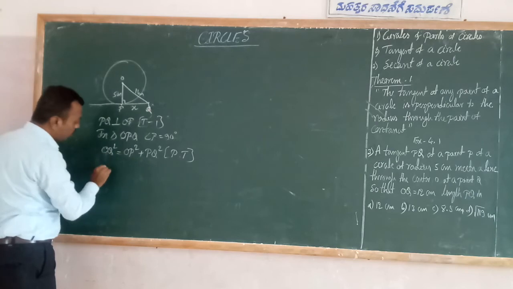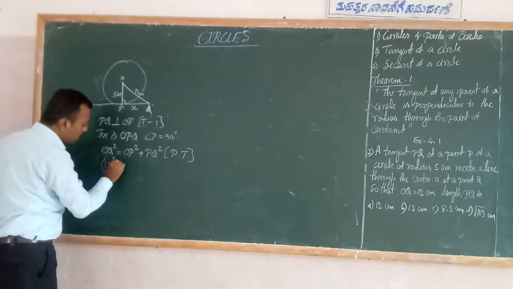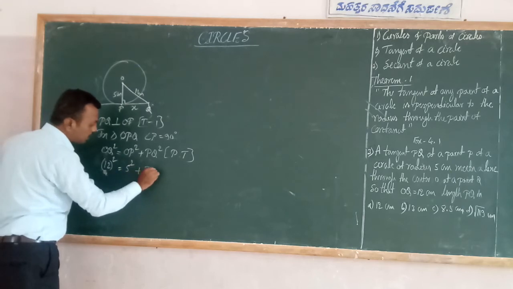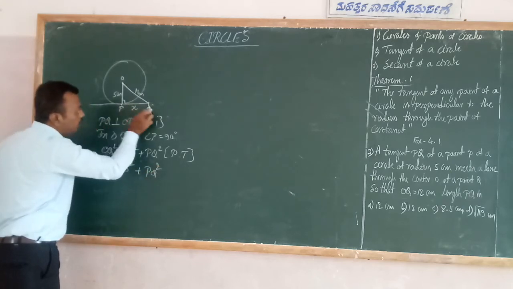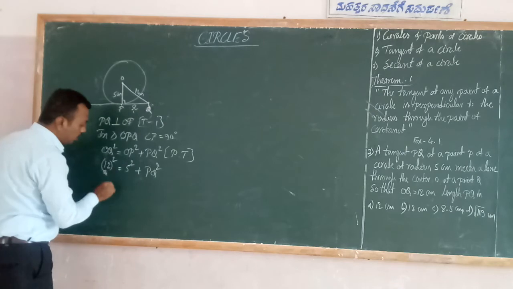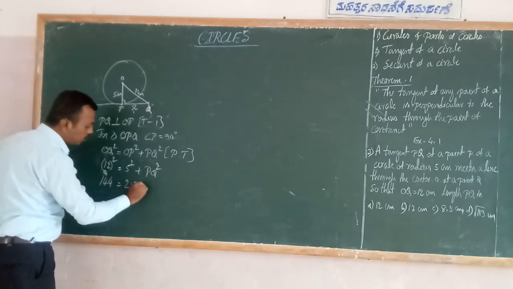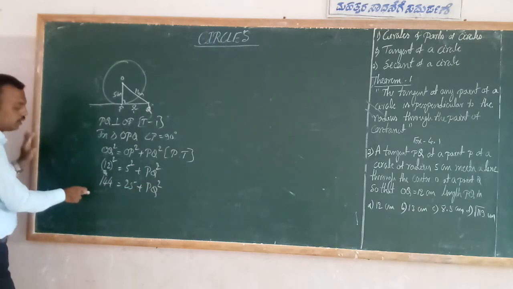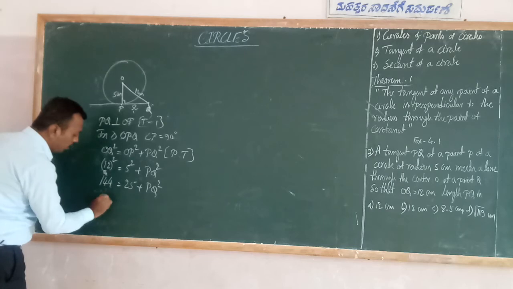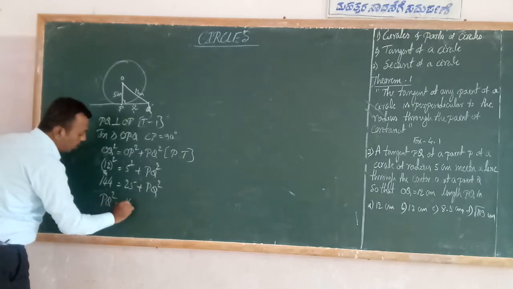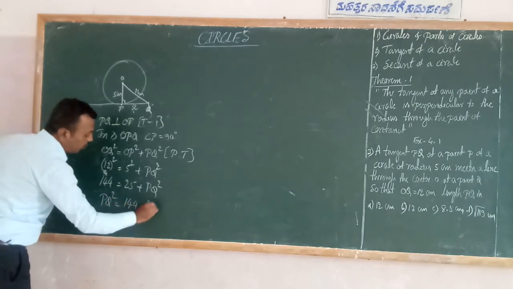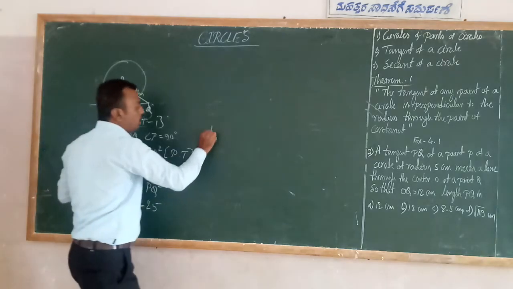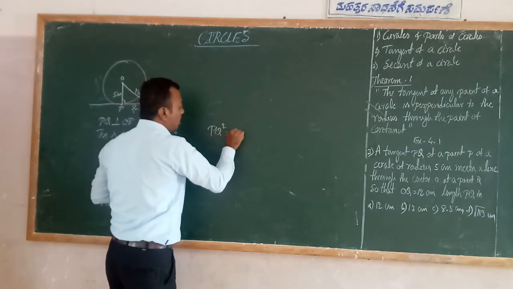Now students, OQ square, what does it mean? The length of OQ is 12 cm, so that is 12 square. OP means 5 square, plus PQ square as it is. We have to calculate PQ only. Now 12 square means 144. It is equal to 25 plus PQ square. Now we can send 25 to the other side and it becomes minus 25. Therefore PQ square is equal to 144 minus 25. Therefore PQ square is equal to 119.